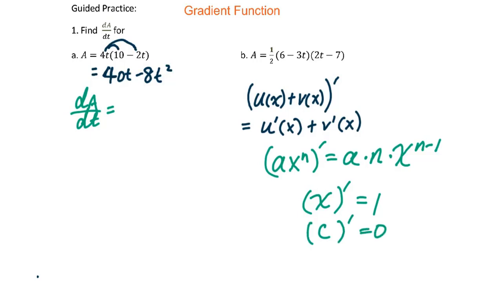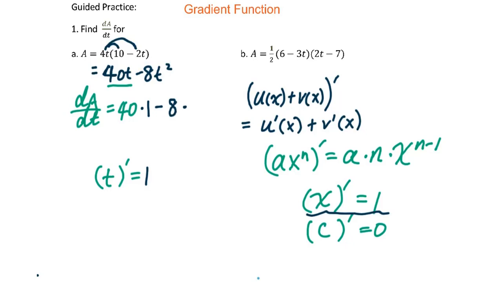Therefore, for 40t, the coefficient is 40. For t, we do the derivative, it's 1. So we multiply by 1. Minus 8 is a coefficient. T squared, just like x squared. So for t squared, we do the derivative, you get 2t. So we times 2t. Then we organize, you will get 40 minus 16t.